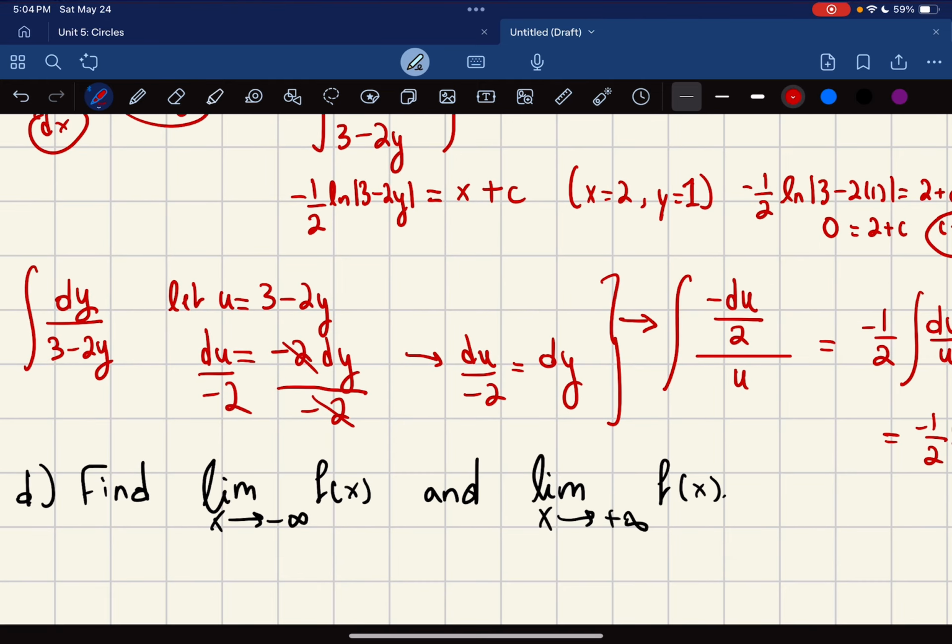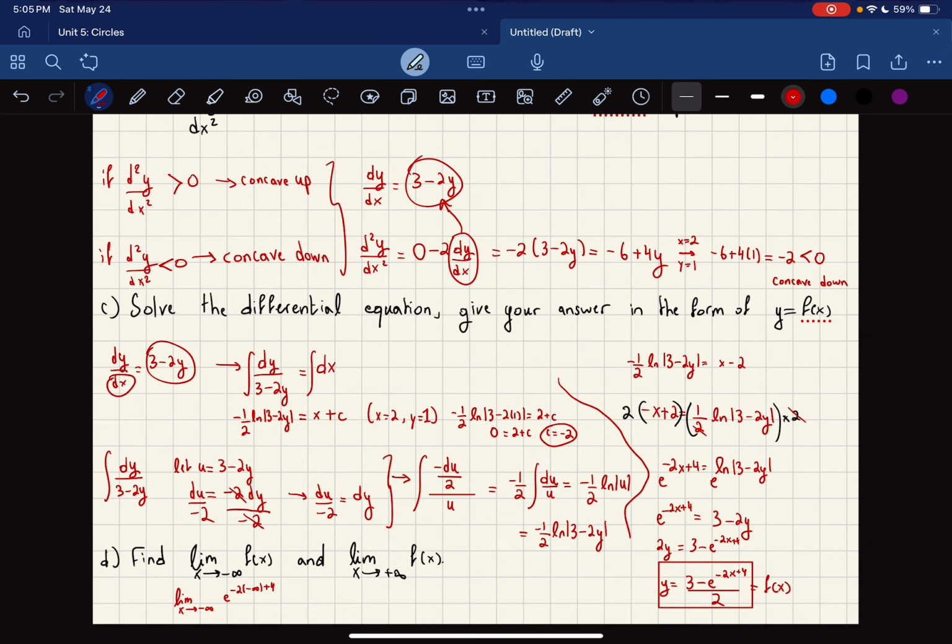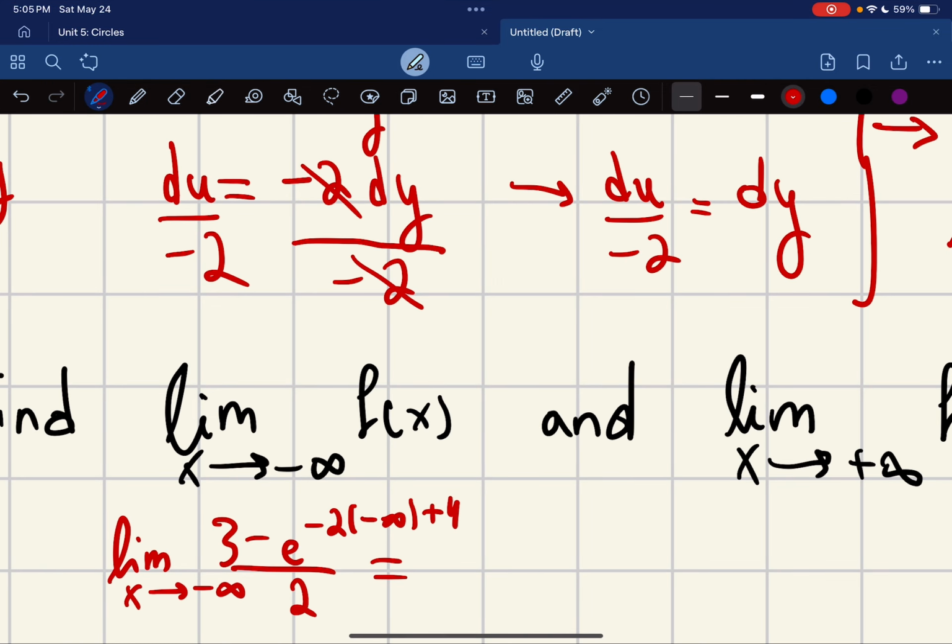So limit as x is going to negative infinity, 3 minus e to the power of minus 2 times minus infinity plus 4, over 2. Now over here, minus 2 times minus infinity will be plus infinity. So 3 minus e to the power of plus infinity over 2. Obviously, I neglected the plus 4 because plus infinity plus 4 is going to be plus infinity still.